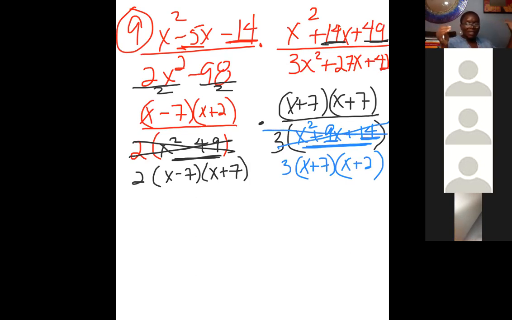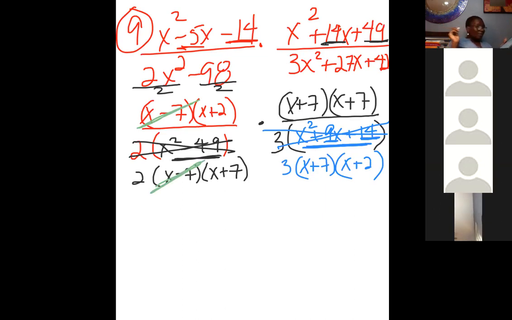So now it's time to cancel out some like factors. So what we just finished was the hardest part of the problem. So now let's do the easy part of the problem, which is to go ahead and cancel out the like factors. And we cancel them out in pairs. One in the numerator, one in the denominator. So we got an x minus 7 in the numerator and an x minus 7 in the denominator.